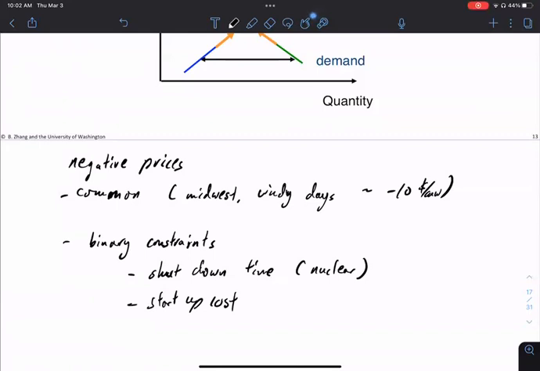So this is again a binary. These are called binary constraints because these are 0, 1 constraints: you're either on or off. And this is startup cost. For example, coal and gas take a lot of money to start up. They don't start up that fast, and they would rather pay people to stay online, stay connected to the grid.